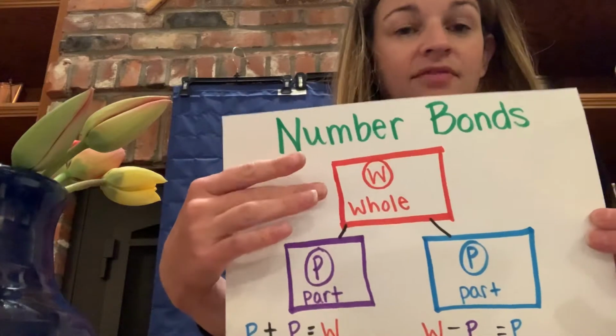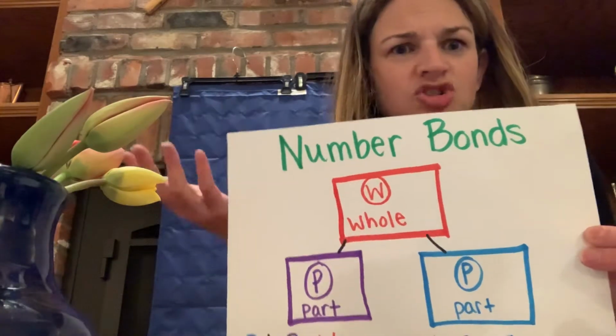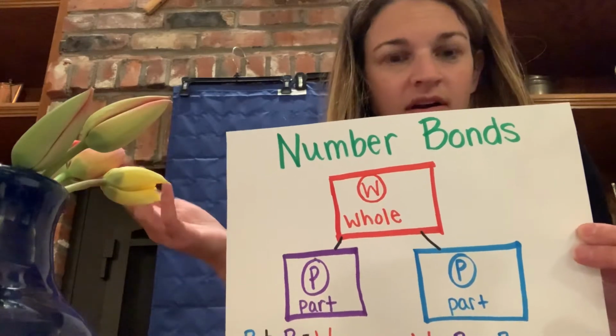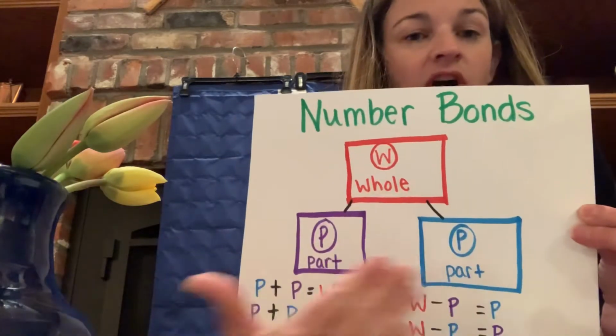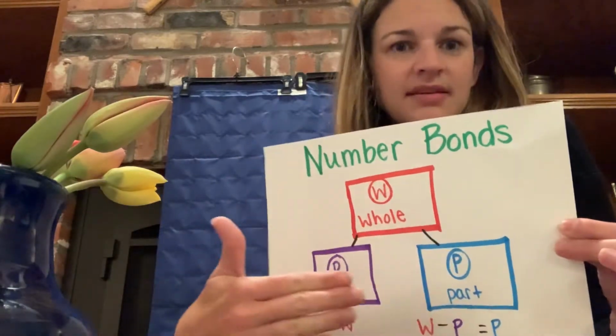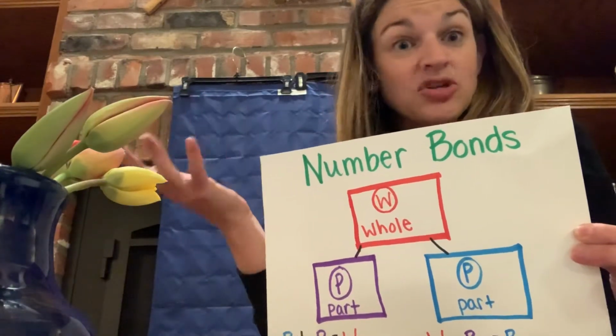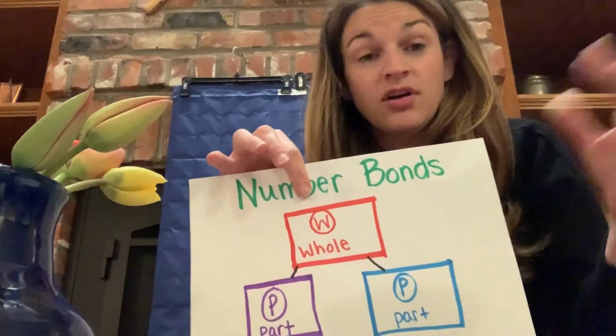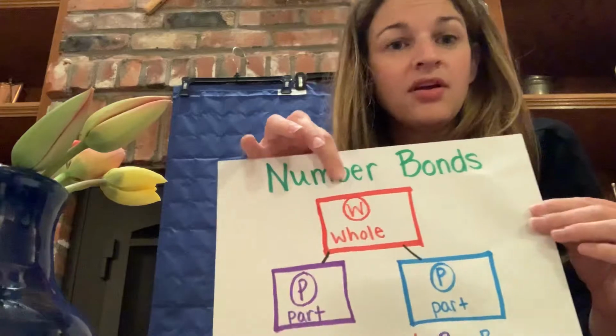At the top, we have the whole. That's the piece that we started out with. That's the total, the amount that we had once before. And then each of these bottoms are called parts. That's this whole broken up into two pieces. It's like taking the number 10 and saying 10 has 5, and it also has 5 more. So there's 2 parts to that number.